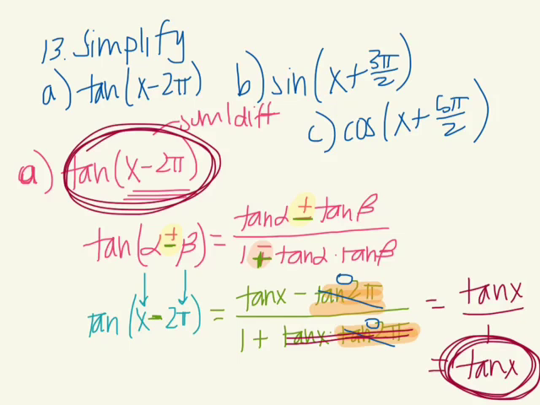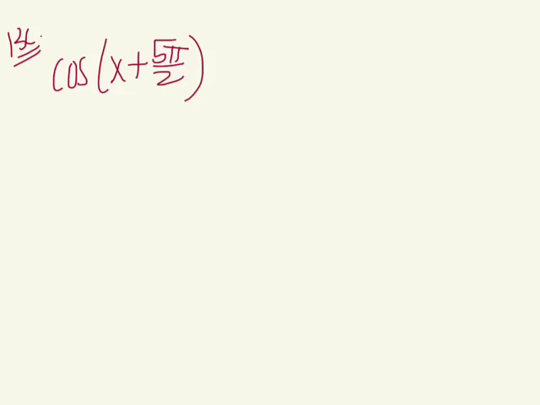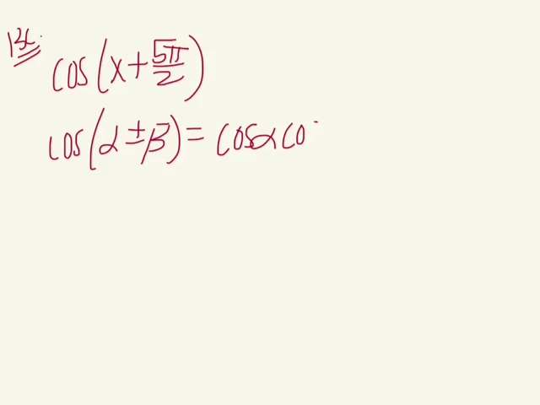If we do the same thing with the cosine, we're starting off with cosine of x plus 5 pi over 2. So this is number 13C. And you should recognize it as a sum or difference, so I'm going to go ahead and write down cosine alpha plus minus beta. Now you don't need to write the general form out every time, but if you're anything like me and you're a very visual person, I need to see it written every time, even if it's right in front of my face on my formula sheet. And I just think it helps you organize things a little bit better.